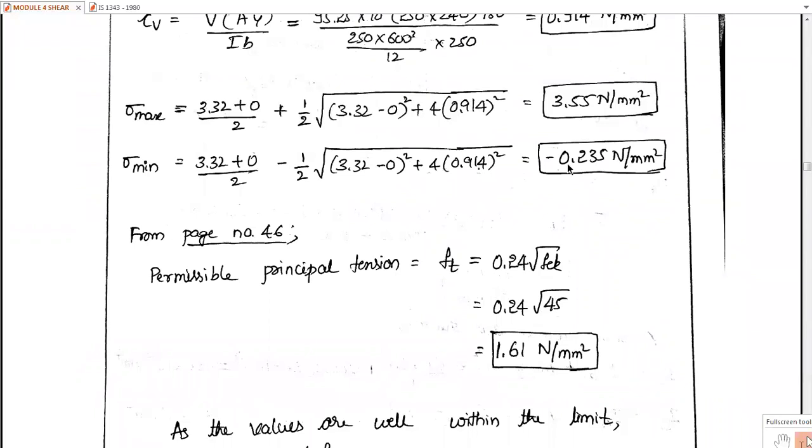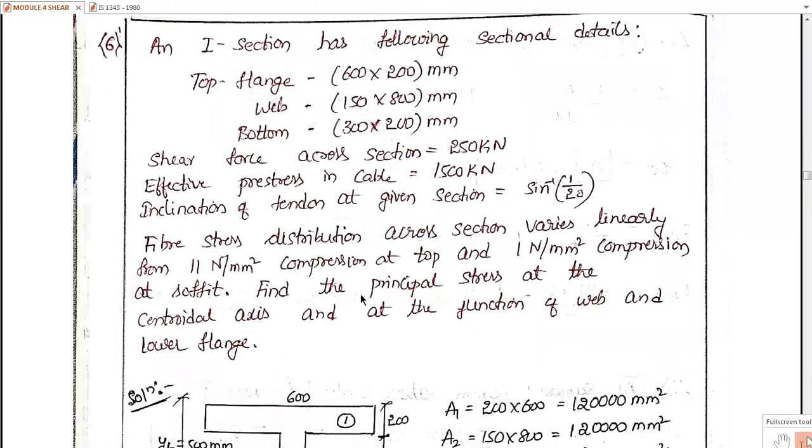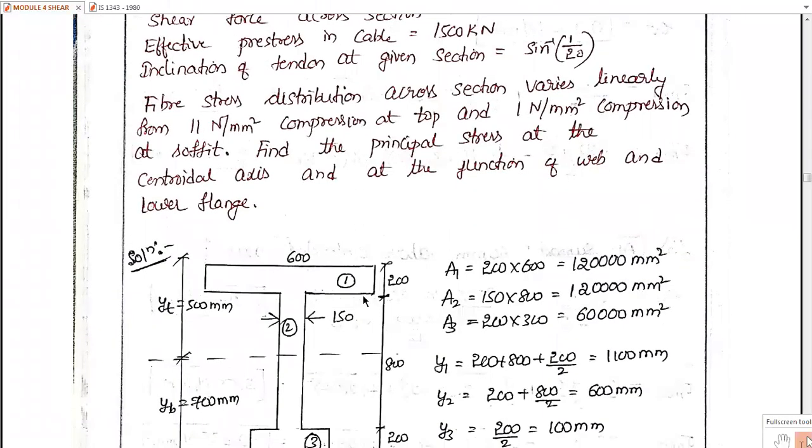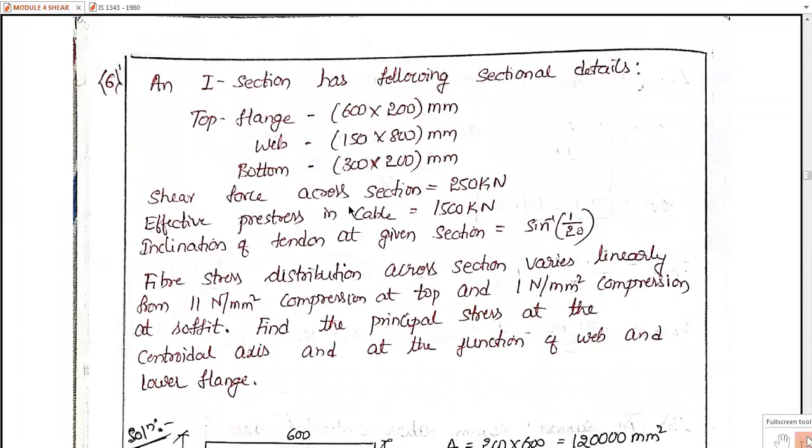0.235 is less than 1.61. Means it is safe against the principal tension. If it is not safe, then we need to design the section. Designing everything we will see in the next part. As in this part we considered, we need to do only analysis. It is about the fifth problem. From the sixth problem, I will take up in the next video.